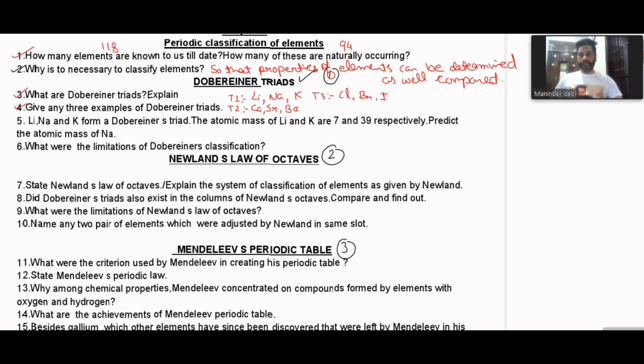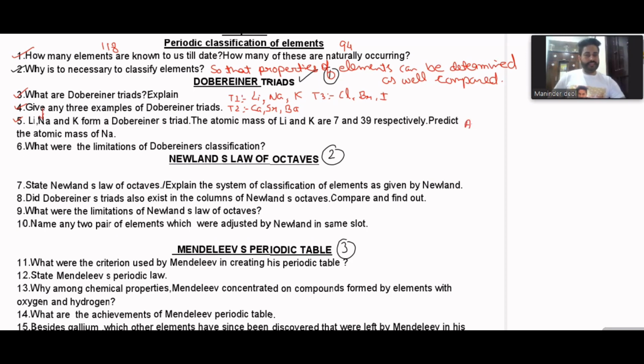Okay, now question number 5. Lithium, sodium, potassium, as I told you, is triad number 1. Lithium, sodium, potassium form a Dobereiner's triad. The atomic mass of lithium and potassium is given as 7 and 39, and you are asked to predict the atomic mass of sodium. Which formula will you use? Which is the concept of Dobereiner? Which is the middle one? Sodium is the middle one.